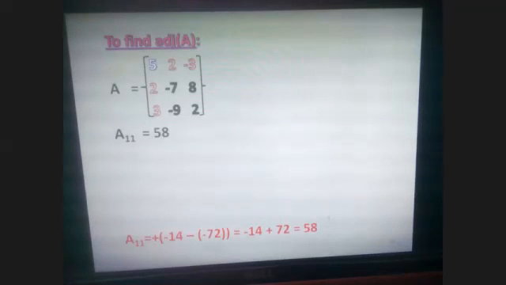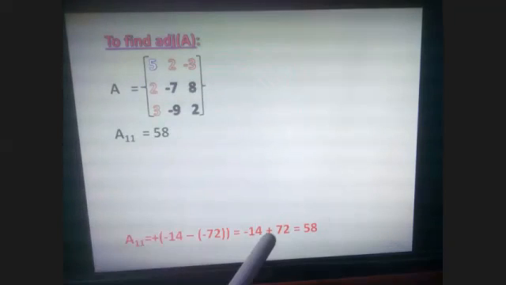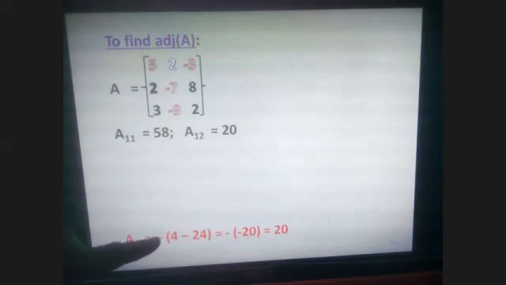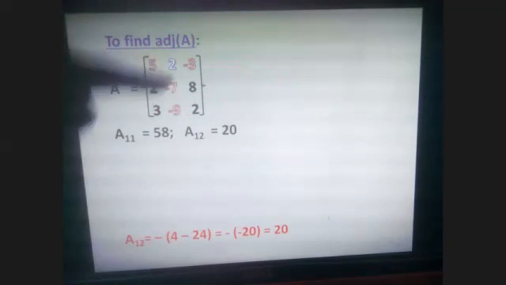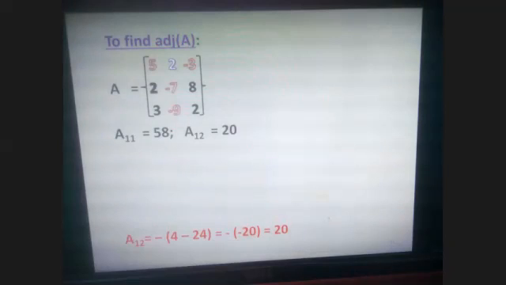That is minus 1 is 2. 1 plus 1, that is plus 1 plus minus 14 plus 72, that is 58. A12, that will be minus of 4 minus 24, that is minus of minus 20, that is 20.